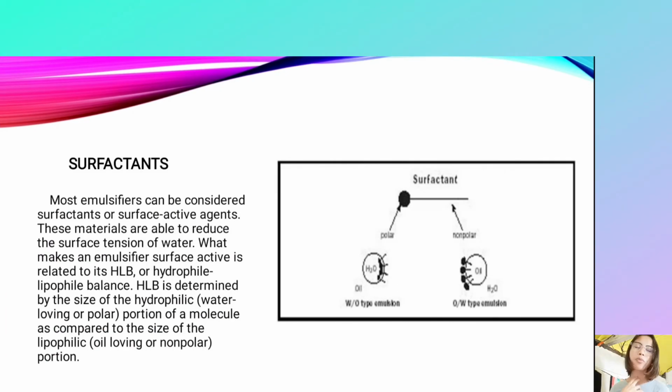So, second, surfactants. Most emulsifiers can be considered surfactants or surface active agents. These materials are able to reduce the surface tension of water. What makes an emulsifier surface active is related to its HLB, or hydrophilic-lipophilic balance. HLB is determined by the size of the hydrophilic, water-loving or polar portion of a molecule compared to the size of the lipophilic, oil-loving or non-polar portion. The HLB system was created to rank the relative polarity of materials.